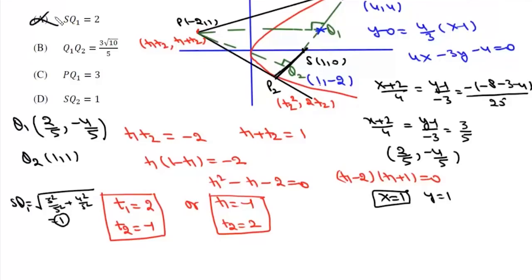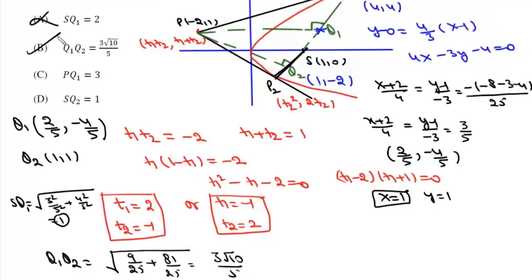Now the second one is the value of Q1Q2. Now Q1Q2 is under root of, this is 3 by 5 whole square, so it will be 9 by 25 plus, and this is 1 plus 4 by 5, 9 by 5, so it will be 81 by 25. So it is 90 by 25 and it will be 3 under root 10 by 5. That means this option B is correct.